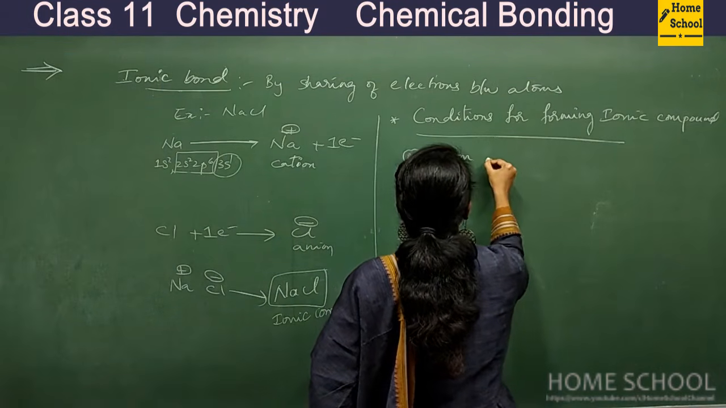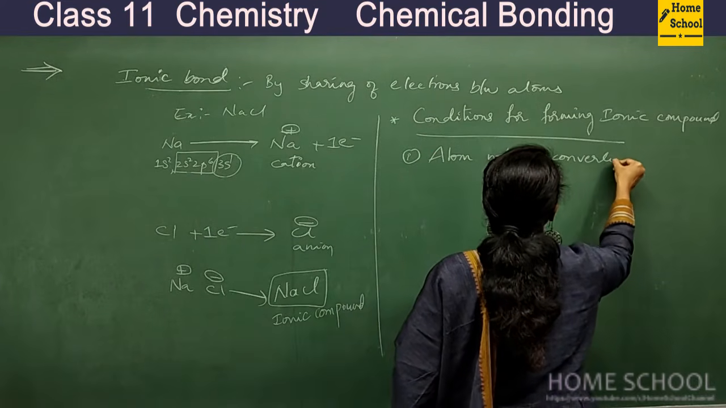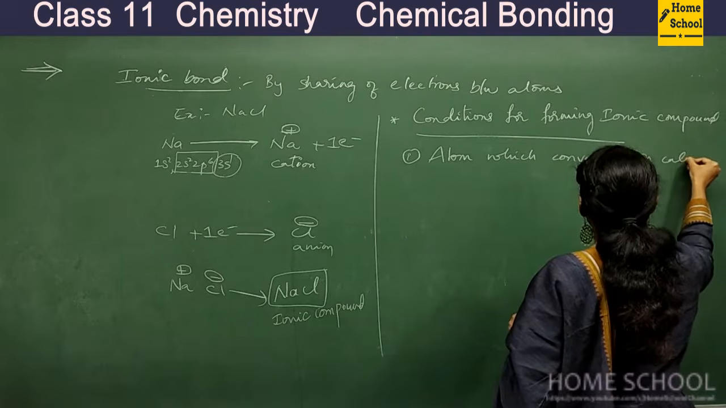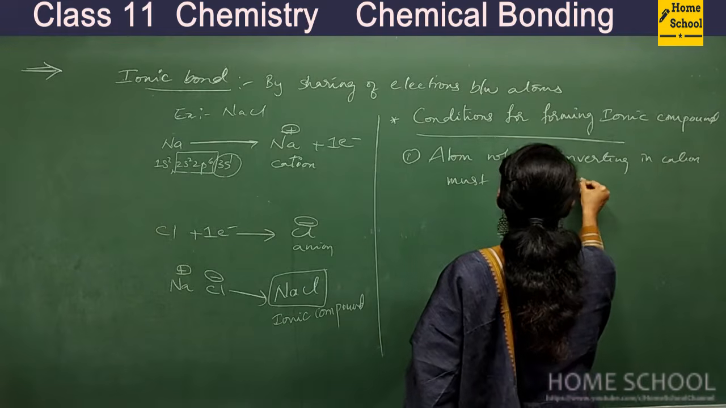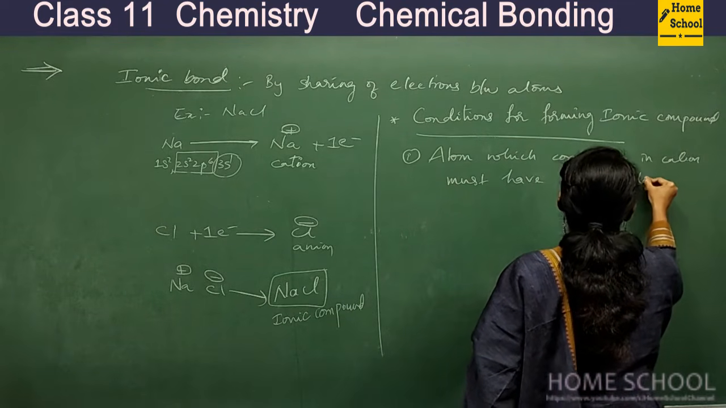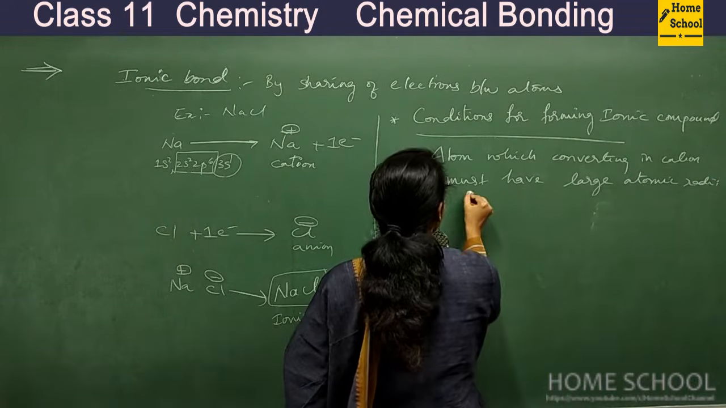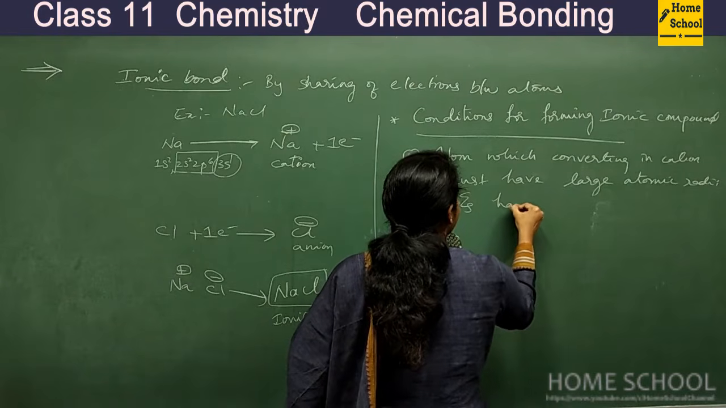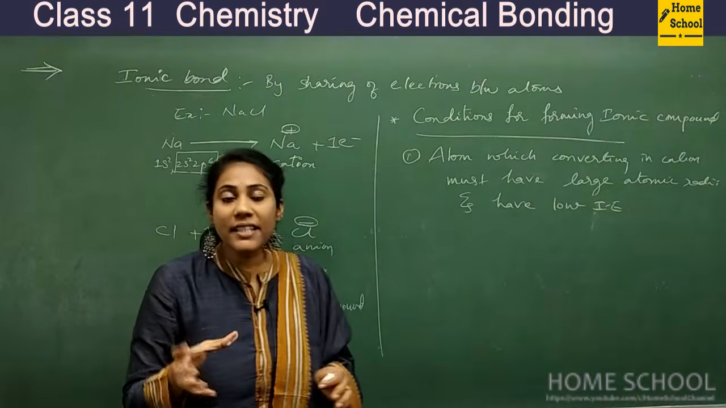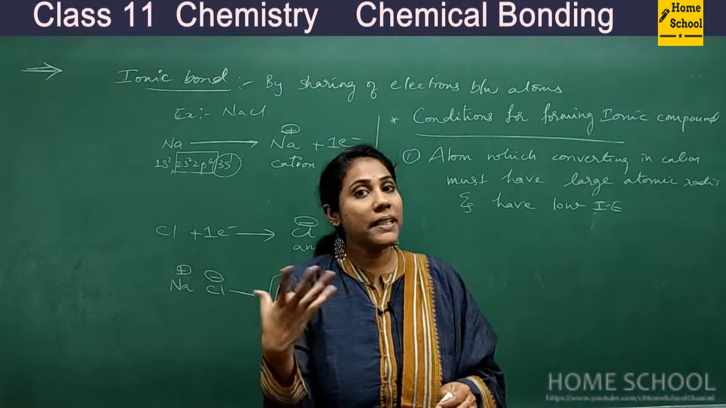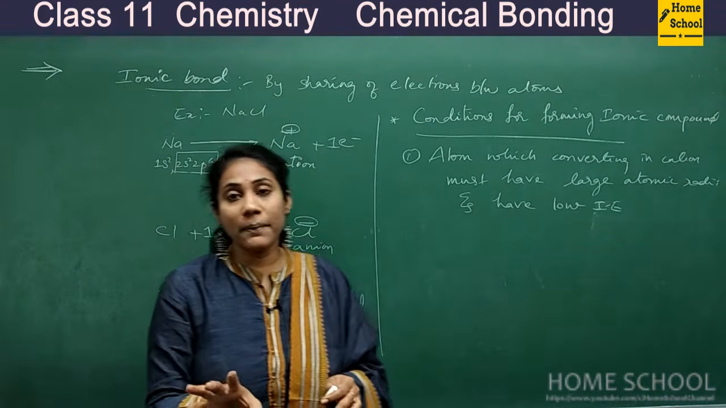The atom which is converting into a cation must have large size, large atomic radii. Atomic radii must be large. That means its size must be large and it should have low ionization enthalpy. If something is larger in size, then ionization enthalpy is very less. All these we have discussed in our third chapter, periodic classification of elements.